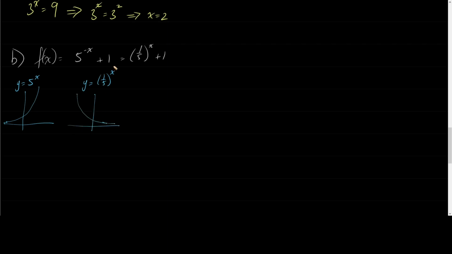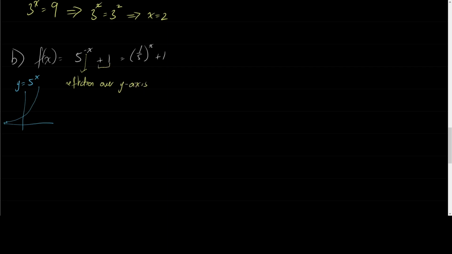Now, in general, I'm going to stay away from looking at it this way. I'm always going to look at it this way, with the parent function being where the base is greater than 1, all right? Because we can just think about that transformation as being a reflection. So we can say here, that negative x is going to be a reflection over the y-axis.